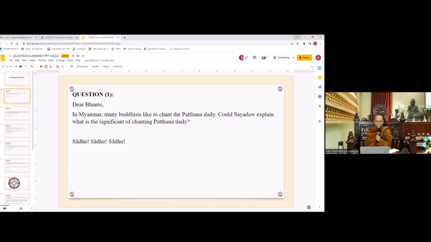Actually, as I understand, if we really wish to maintain the Buddha Sasana, we have to learn the teaching. And if we are afraid of Patthana disappearing, we have to learn Patthana. It is not enough just chanting. It is not enough just writing in the book. If we don't understand, it can disappear.